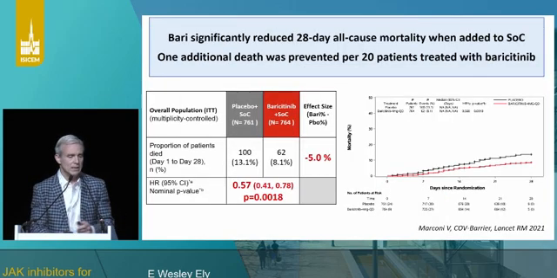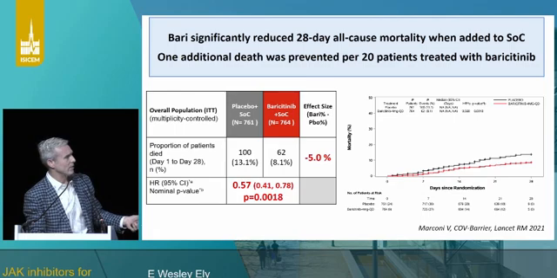In the end of the day, the hardest endpoint that we have in COVID is mortality. And these are the 28-day mortality data. In this investigation, baricitinib yielded a 5% absolute risk reduction in death, which was highly significant at a p-value of 0.0018 with a hazard ratio of 0.57.